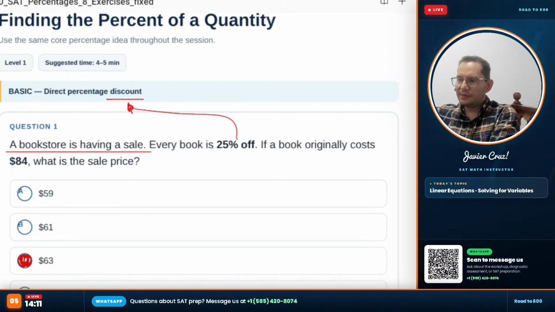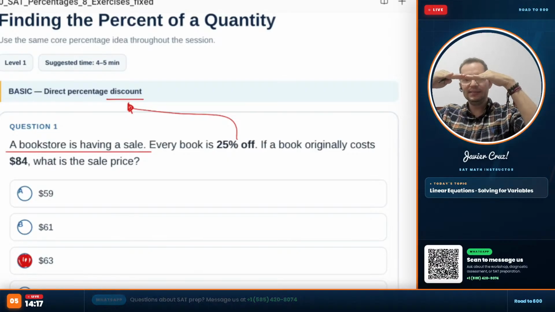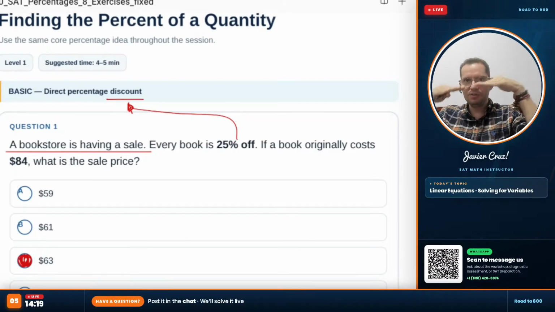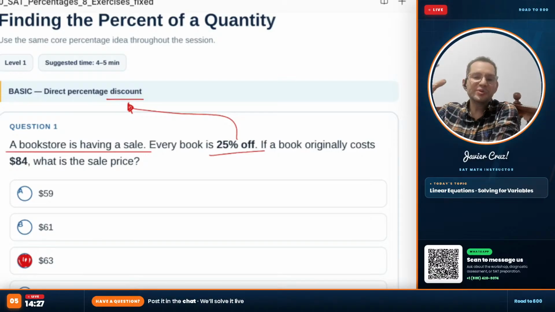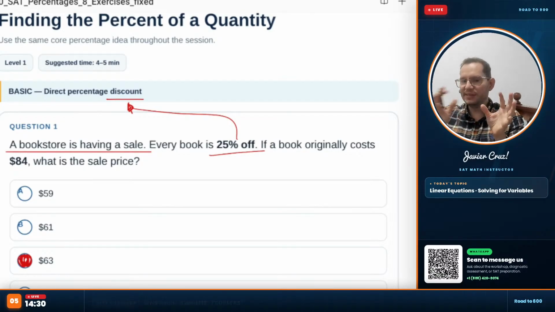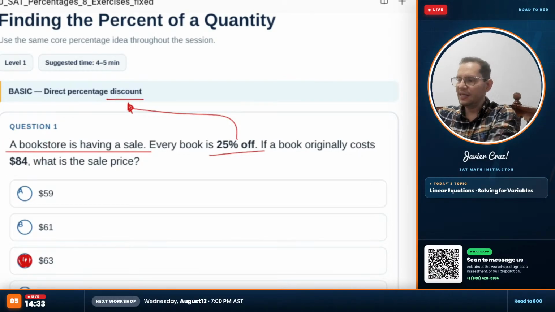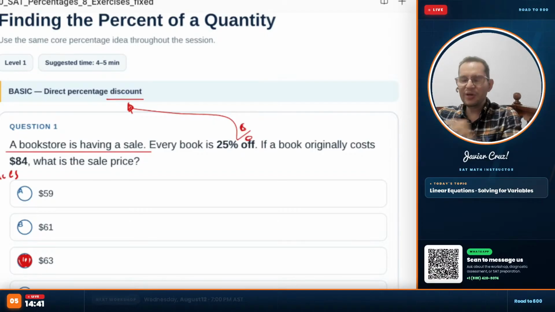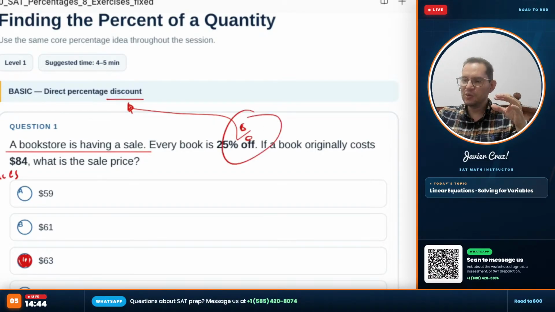So okay, the bookstore is having a sale. Every book is 25% off. So it means that the price is less than the original price that the problem is giving us, right? So we need to subtract the 25% from 84, right? Look at this, the 25% is a percent value, and that's a price value. So we could not subtract percents from prices, right? They are different units. So we need to find the 25% and then we need to subtract.